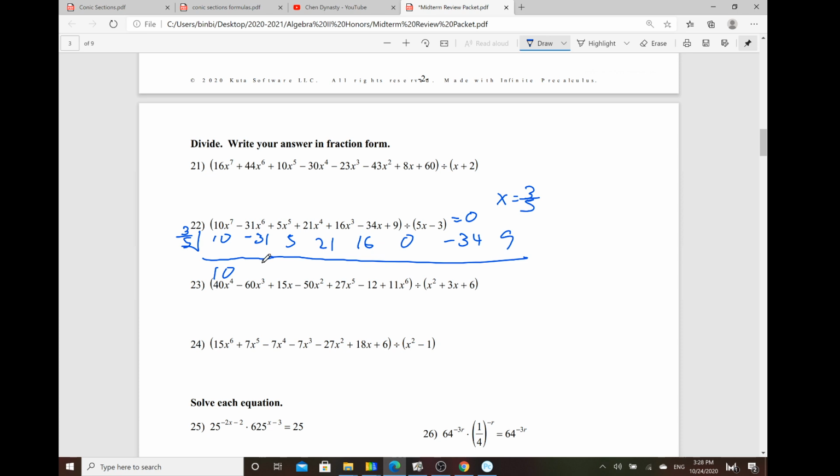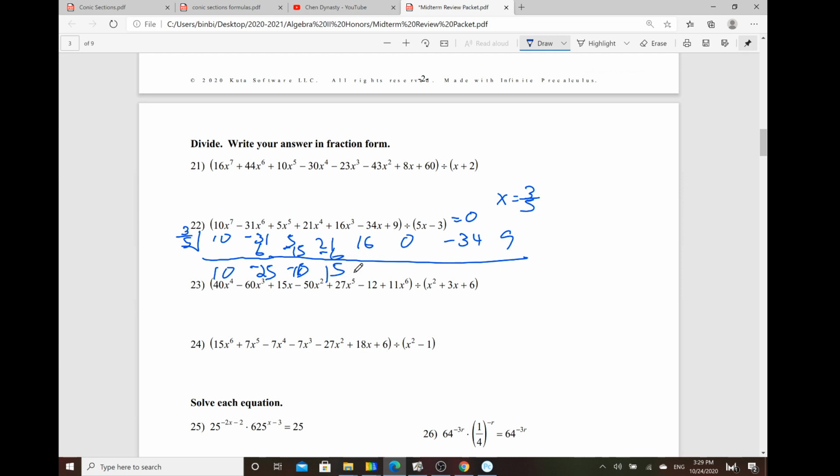So 10, bring it down. So 10 times 3/5, so 2 times 3, then that'll be 6. And then 6 plus negative 31, then that would be negative 25. Negative 25 times 3/5, so then that'll be negative 15. Plus 5, then that'll be negative 10. And then negative 10 times 3/5, so negative 6. Plus 21, then that'll be 15 again.